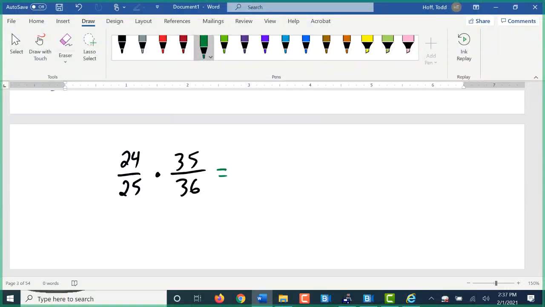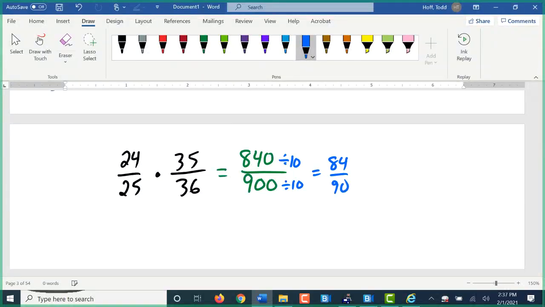24 times 35, good question. 840. 25 times 36 is another good question. 900. And I'm sure you see that both of those can be reduced. You see they end in zeros, so we can reduce by 10. 84 over 90. They're both even, so we can reduce by 2.